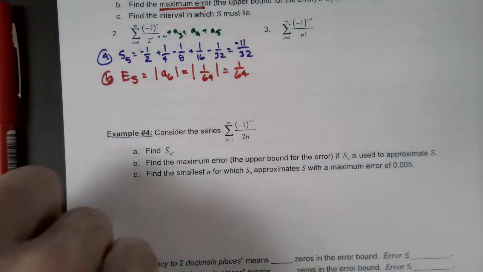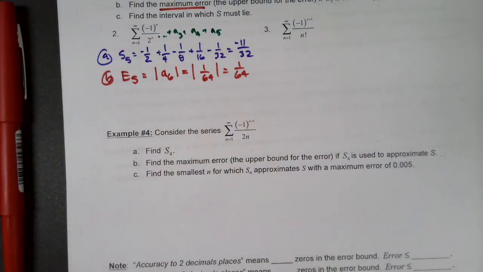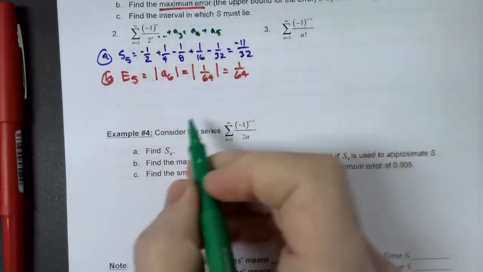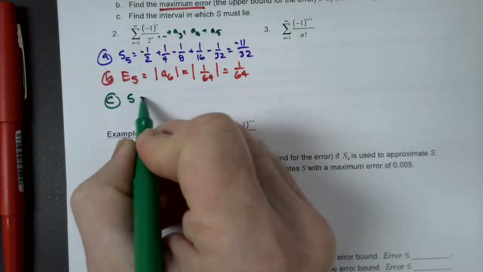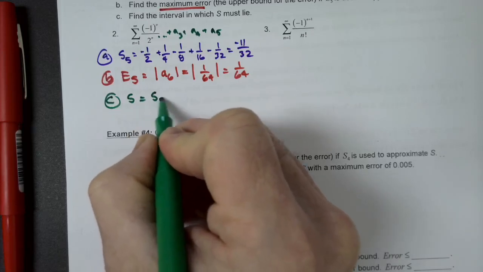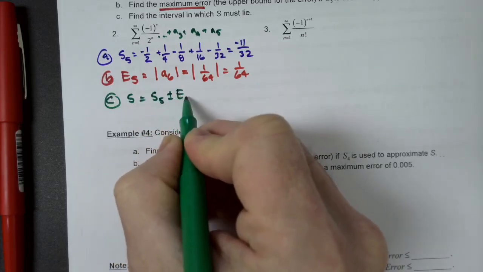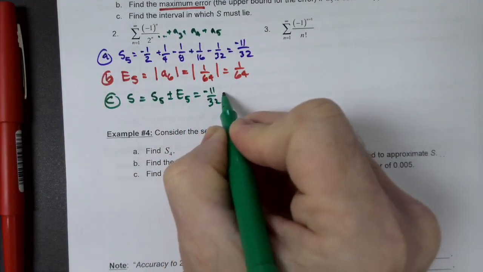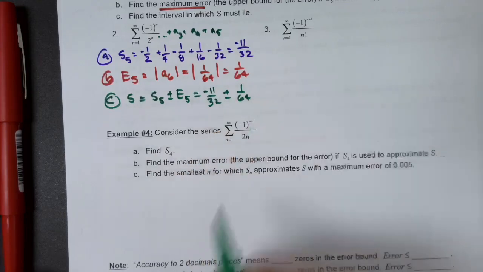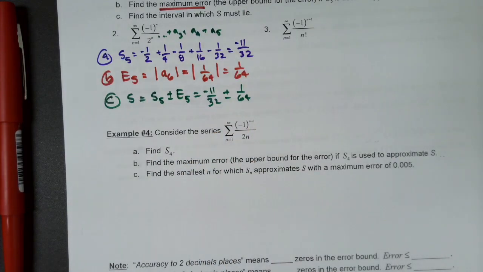Which tells us what to do for the last part of this. What interval must S lie in? The actual value of S will be the partial sum plus or minus the error of this one. In other words, we'll take negative 11/32 and add 1/64 to it and subtract 1/64 from it, and that's going to tell us what the actual value absolutely must be between. It will not be farther than that away. Can't be.